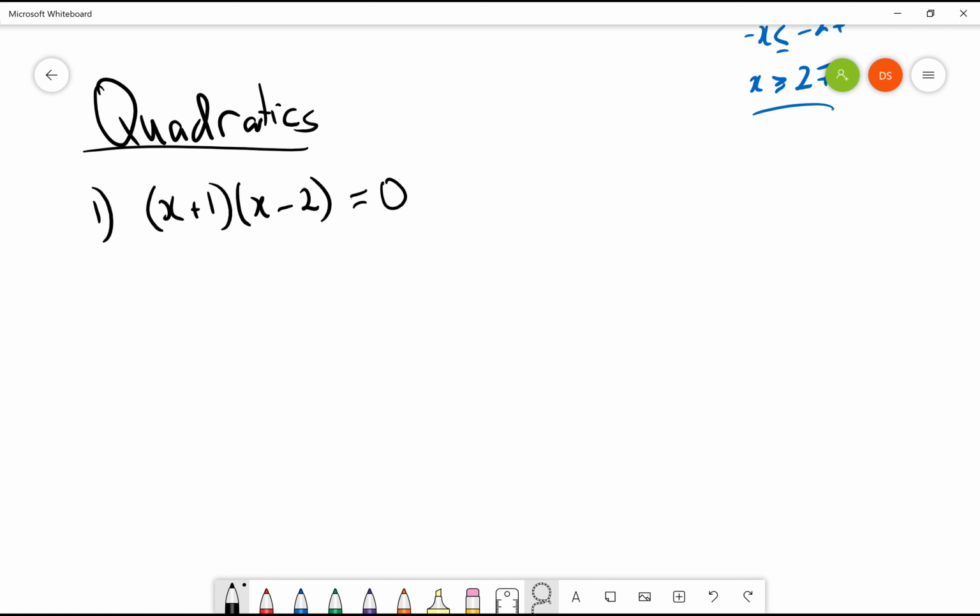This equation is not too bad, but what you do is you go, 2 things multiply together to get 0. So when is this 0? Or when is this 0? So I solve, and we get x is negative 1, or x is 2.